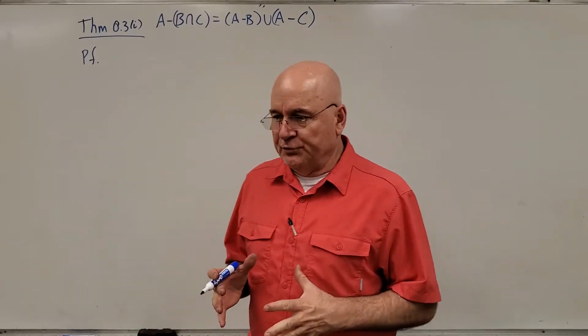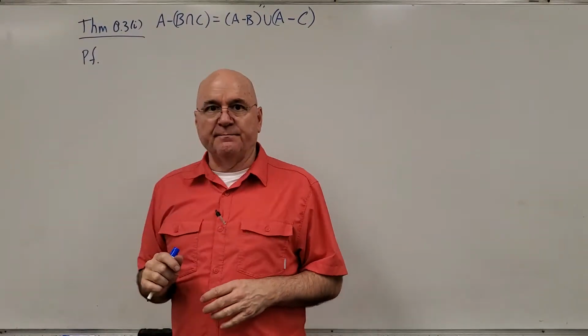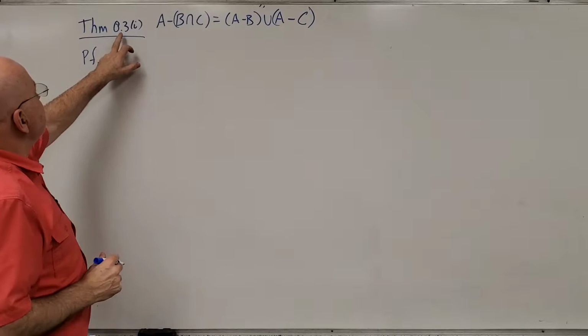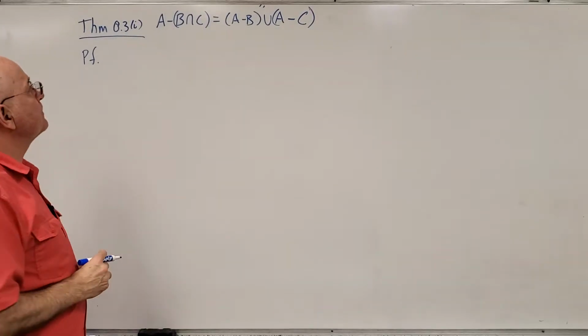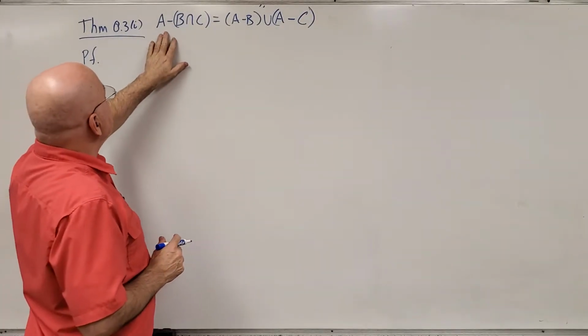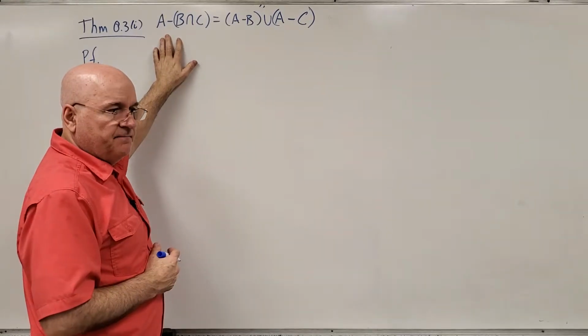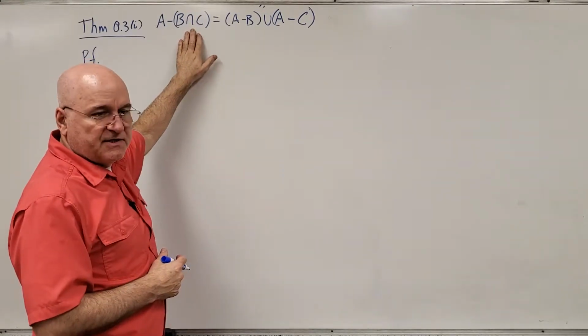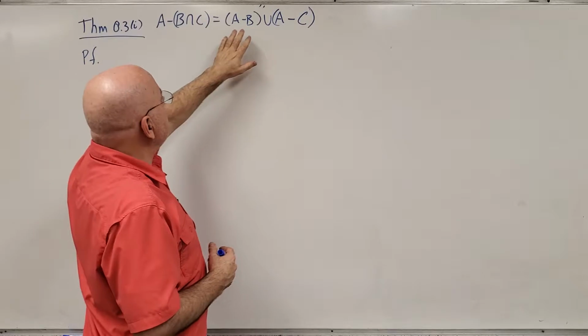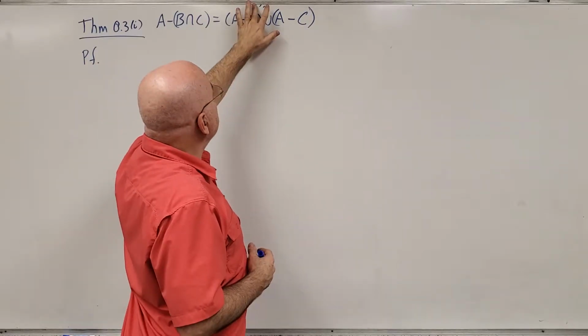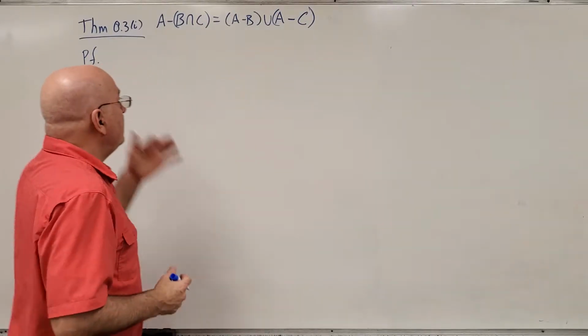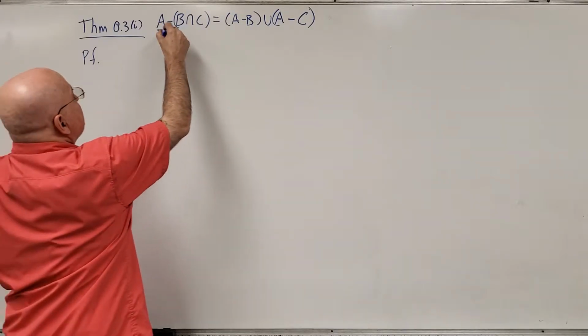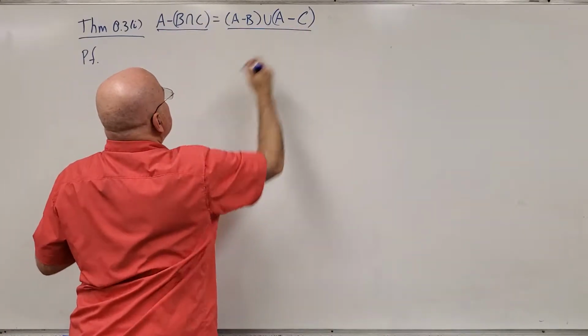Okay, so we're going to prove part of the previous theorem. We're going to prove theorem 0.3 part 1. And that was saying that given these three sets A, B, and C, A minus the intersection of B and C is equal to A minus B union A minus C.